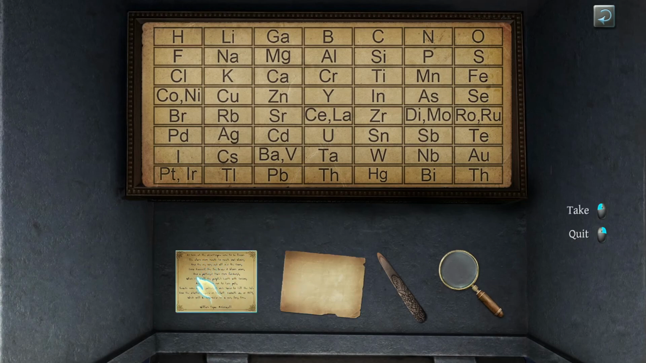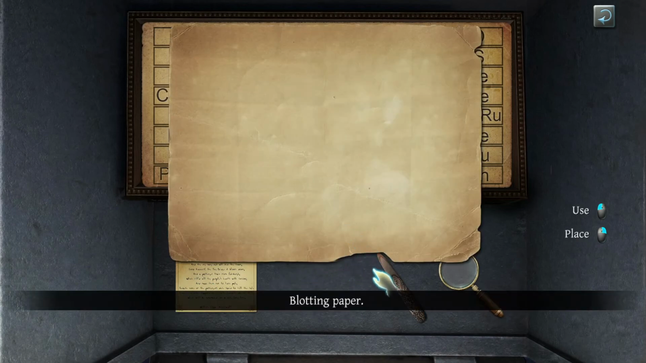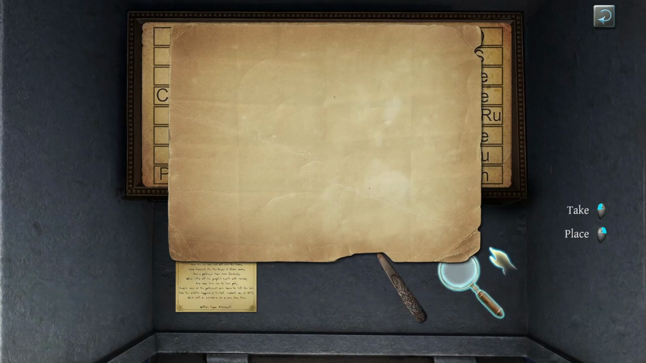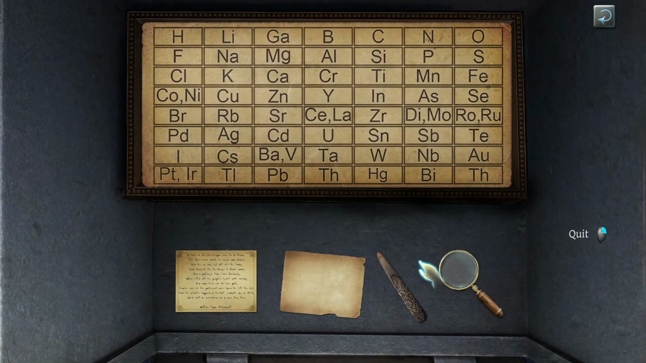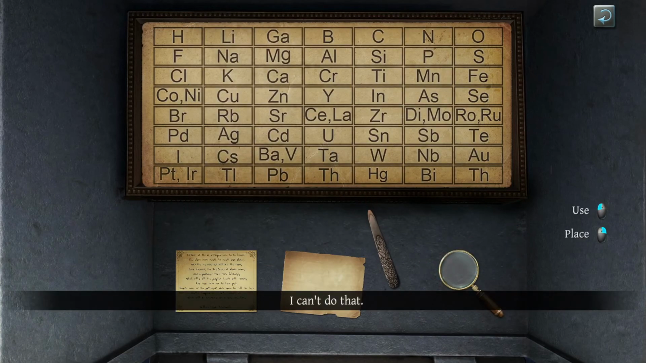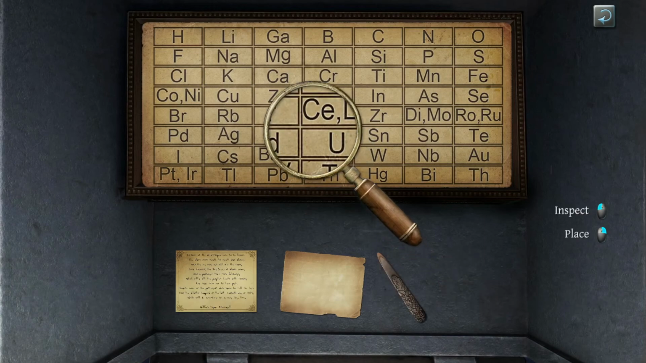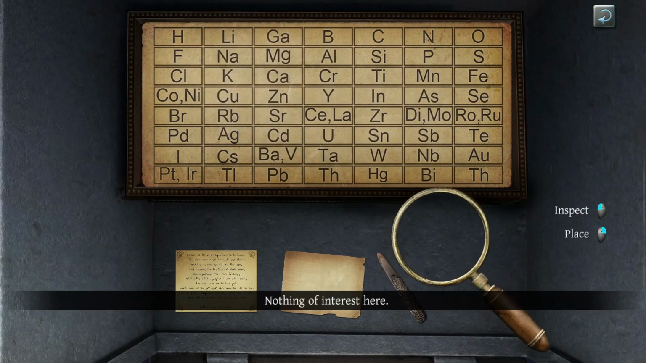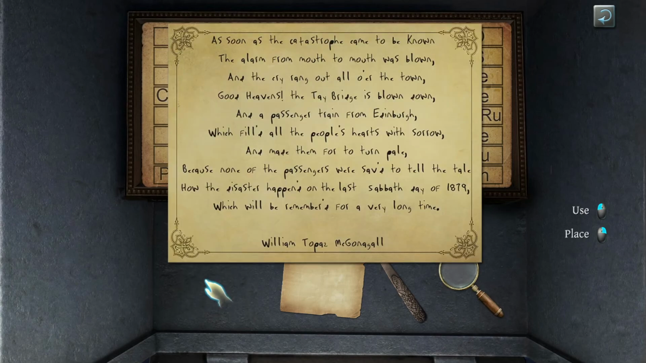Okay. This is blotting paper. Blotting paper. Okay. Come on. Right. I can't do that. Nothing of interest here. Okay, and what is this?